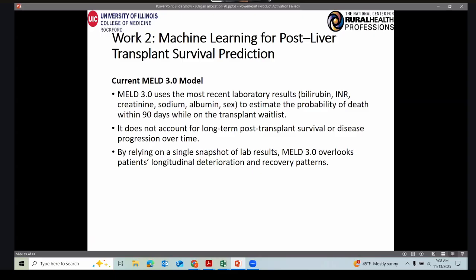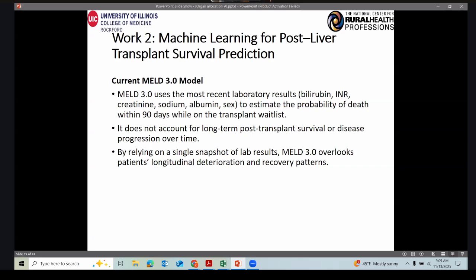Work 2 focuses on using machine learning for post-liver transplantation survival predictions. Before we discuss the machine learning models, it is important to address some more limitations in the current MELD 3.0 models, because that's what most transplantation decisions are based on today.